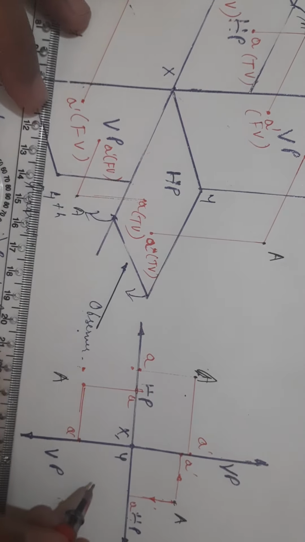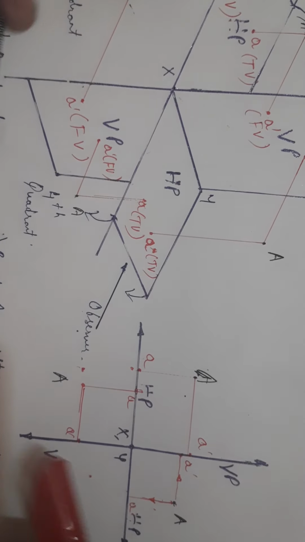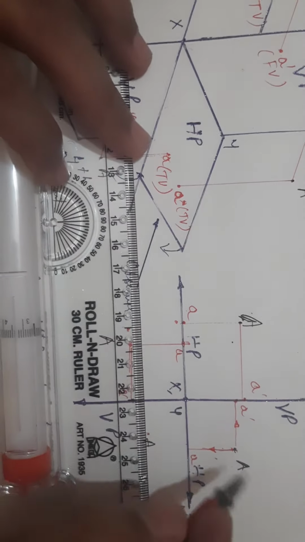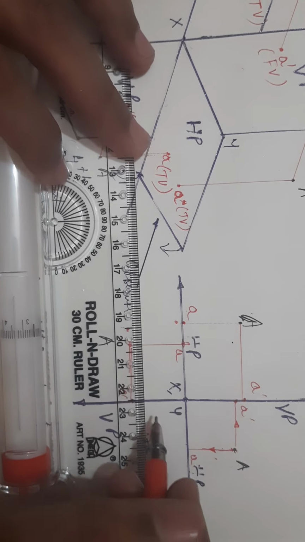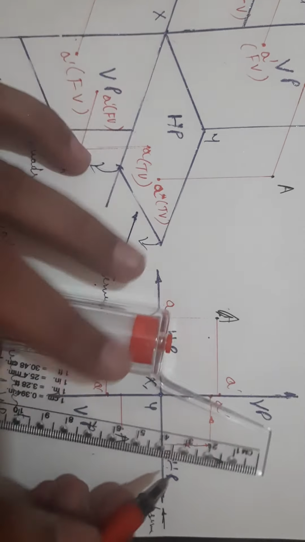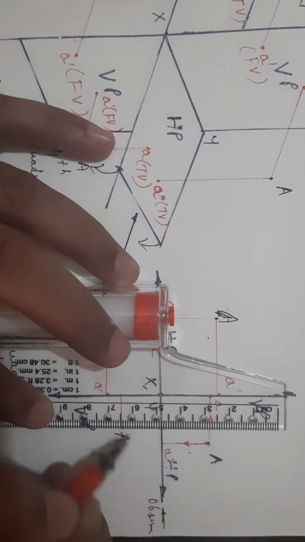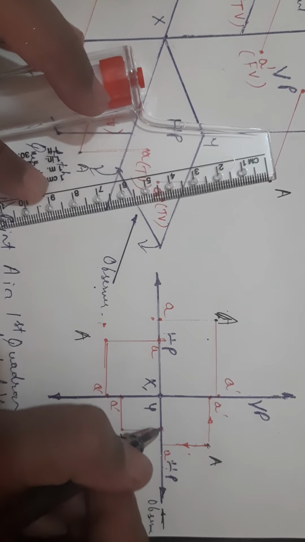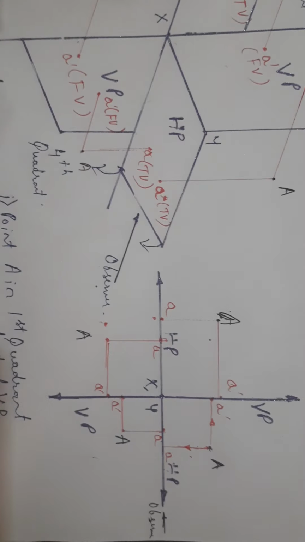Now if I'm talking about point A in fourth quadrant in 2D view, so A is over here, and parallel to this HP line, this is the point and this is the point. So this is A dash and this is point A, point in fourth quadrant.